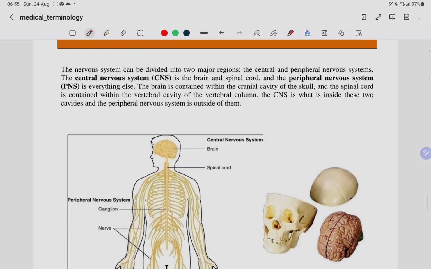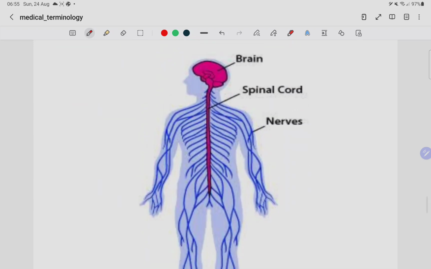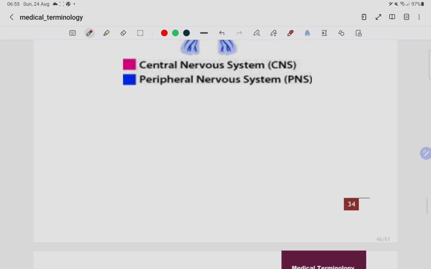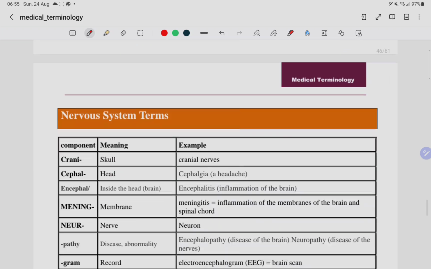Then let's talk about the nervous system. It is divided into the peripheral and central nervous system. The peripheral nervous system is everything else other than the brain and the spinal cord. Brain and the spinal cord, it is the central nervous system. This is the brain and this is the spinal cord, which is the main part of the central nervous system, and the other nerves, it is the peripheral nervous system.